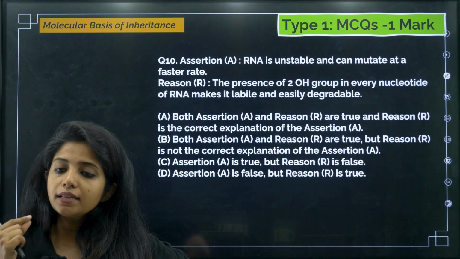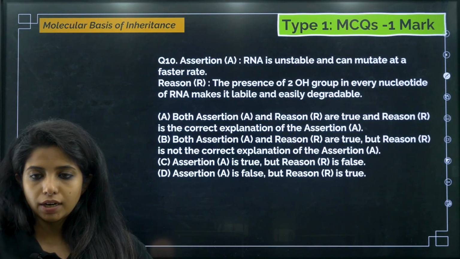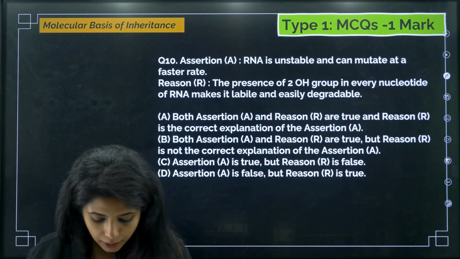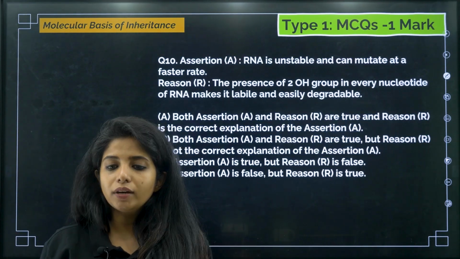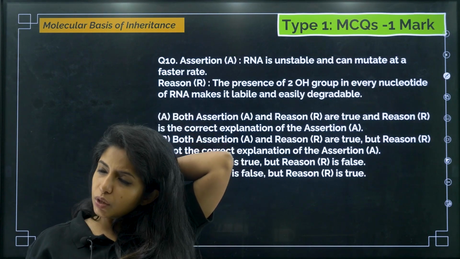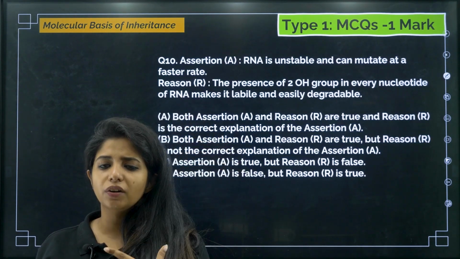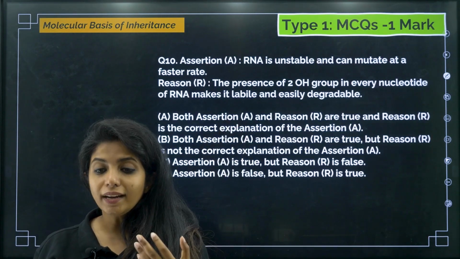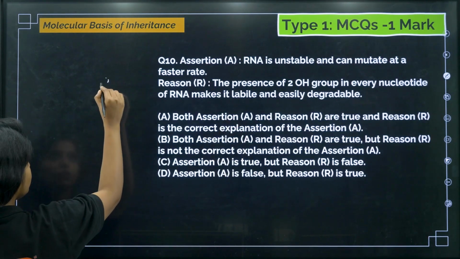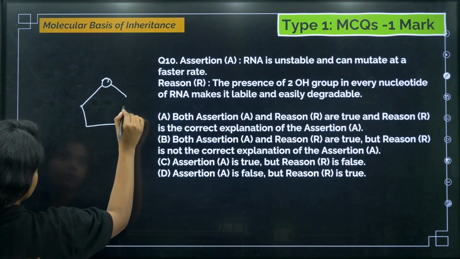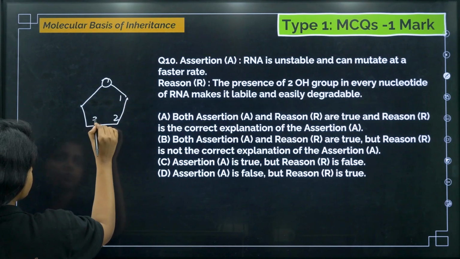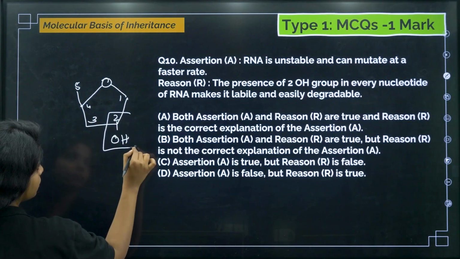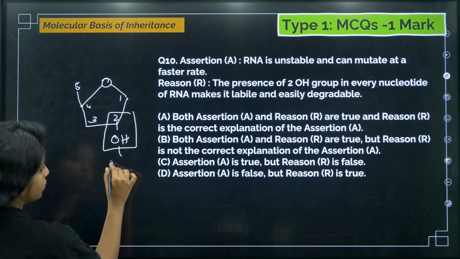Assertion is that RNA is unstable and can mutate at a faster rate. Do you know that RNA is the first genetic material that was there? RNA was the first genetic material, and later on, there were so many changes. RNA had the ability to mutate really fast. It was very unstable. It is exactly true that they have said. Okay, why is that so? First thing, I told you the sugar in them was not like deoxyribose sugar. The sugar in them had an OH group on the second carbon, and this OH group was very reactive.